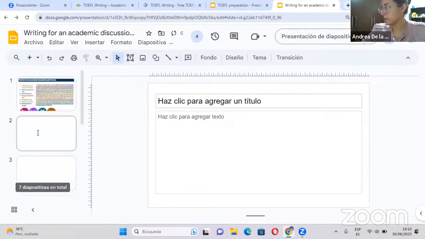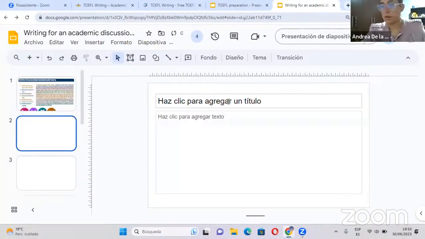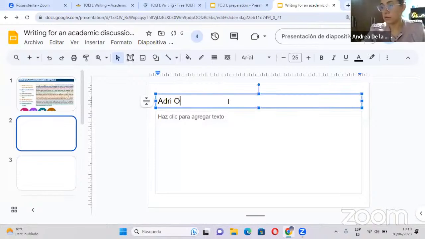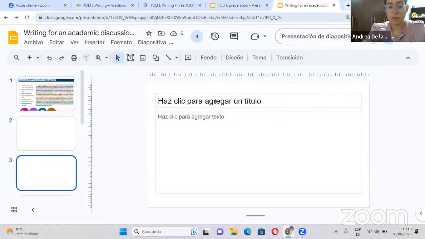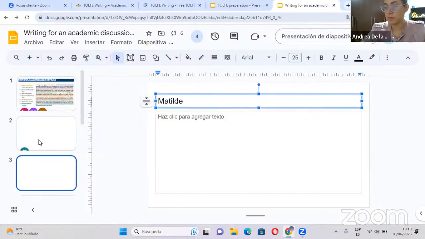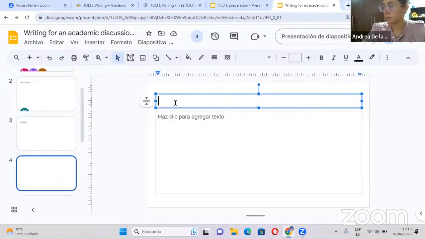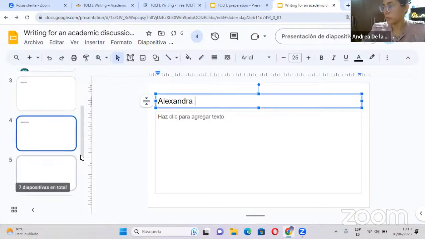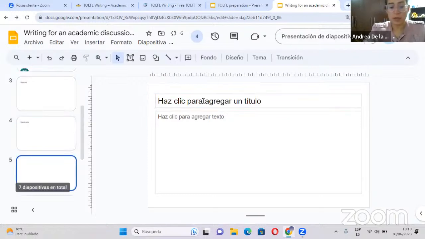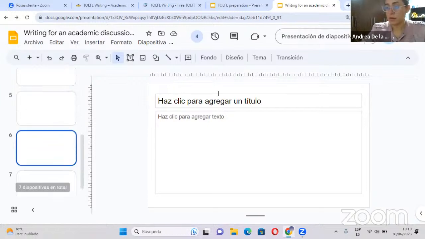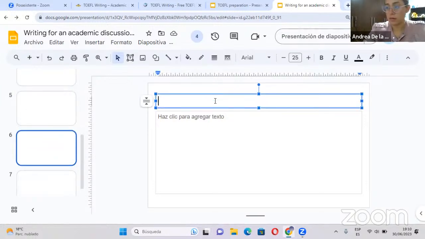So for example, this is gonna be Adrioroscos. This would be Matilde. Here we will have Sandra. We have Araceli here. And Natalia.